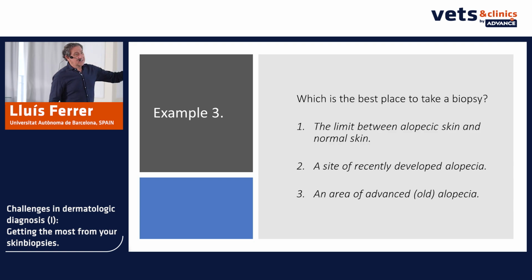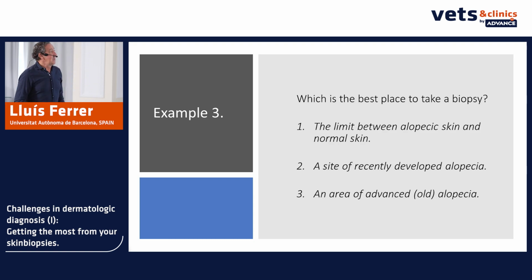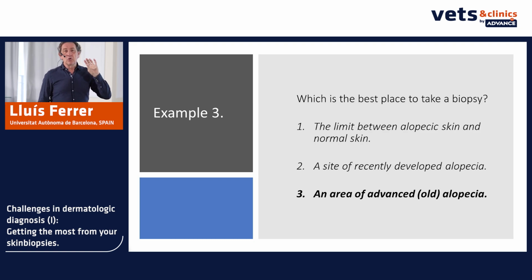So the first question is, in a case like this, what is the best place to take the biopsy? Am I going to select the limit between alopecic skin and normal skin? Am I going to pick up an area of recently developing alopecia, a new area, or do I prefer an old, very advanced area of alopecia? The answer is the third one. Always when you are investigating alopecia, you will go for old and very clear areas of alopecia.